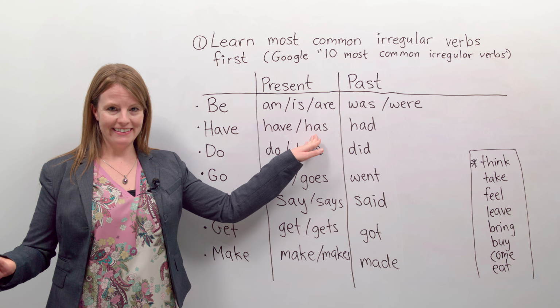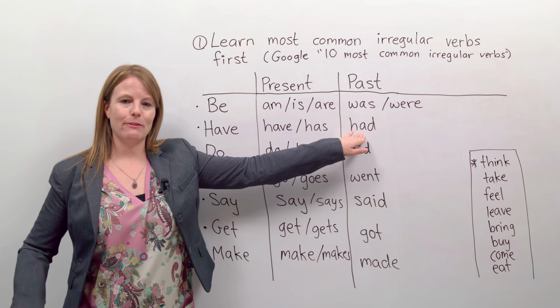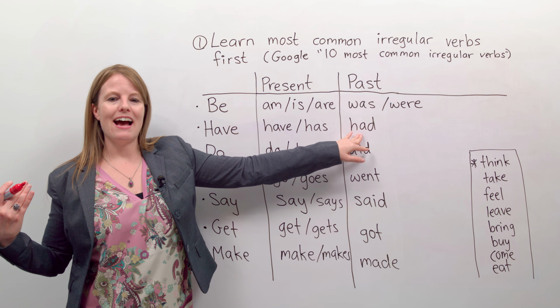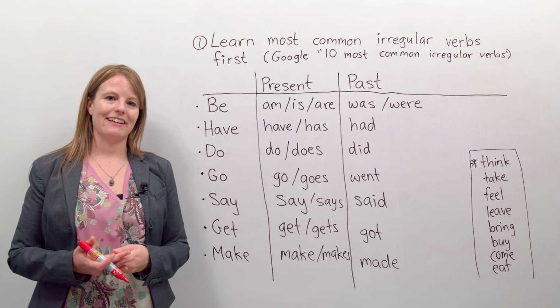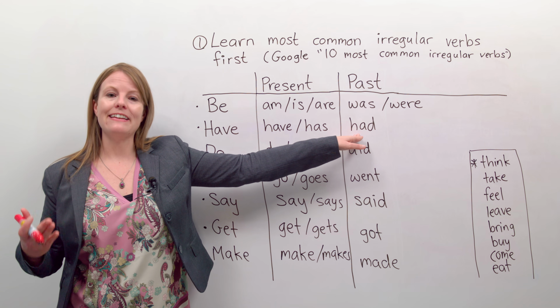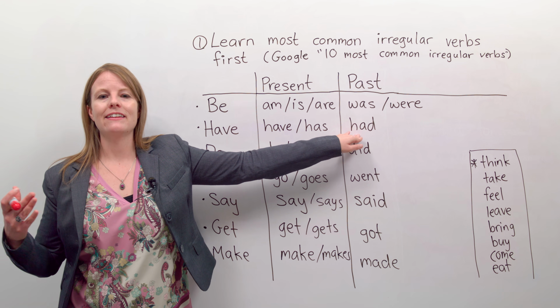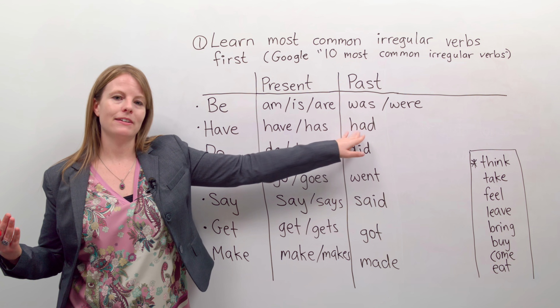Well, what's the past tense of this verb? It's had. So if I'm talking about last year, I had a lot of fun, I could say. So this is an irregular verb. It's irregular because it does not end in ed. It's following a different set of rules. It's an irregular past tense verb.